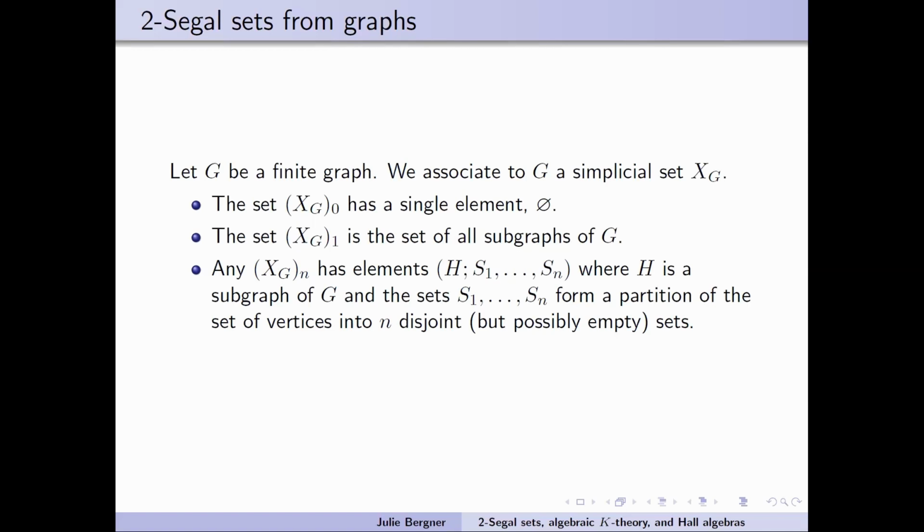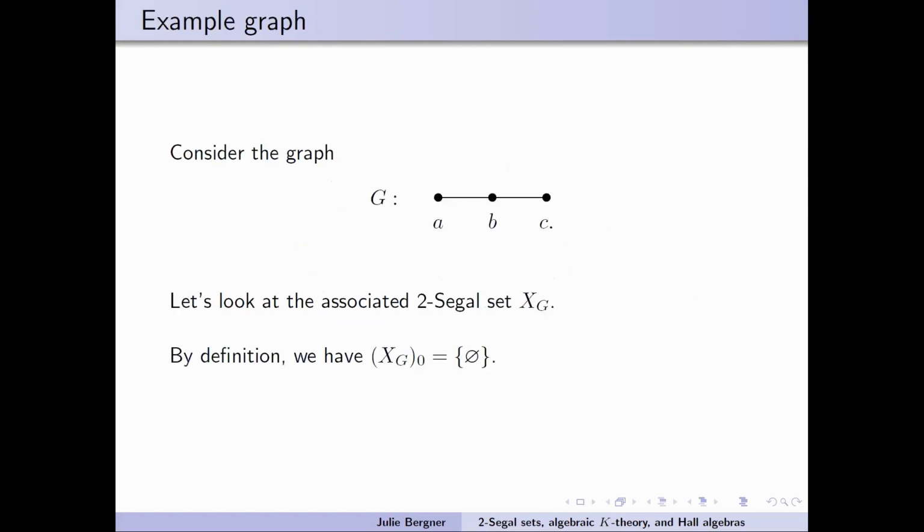And then the set of n-simplices will be: we have a subgraph H of G, and then we have an ordered partition. I forgot the word ordered in this. So I have an ordered partition of the set of vertices into n disjoint, but possibly empty, sets. So that's a bit of a mouthful. Let's look at an example.